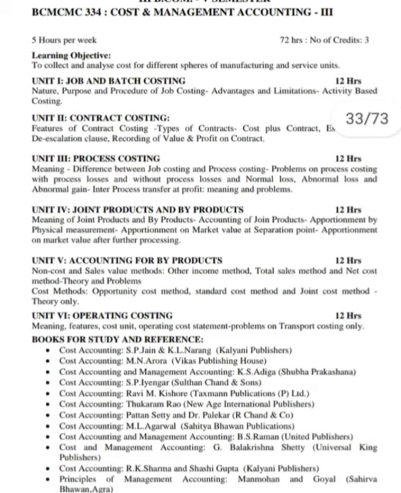Next, fifth one, accounting for the byproducts. Fourth one is only for the joint product, fifth one is accounting for the byproducts. Under this, what is the meaning of the byproducts, and what is the difference between the joint product and the byproducts, and the non-cost and sales value method, means under the different methods to calculate the cost of the byproducts. Non-cost and sales value method, other income method, total sales method, and the net cost method. These are the things we are covering under the byproducts.